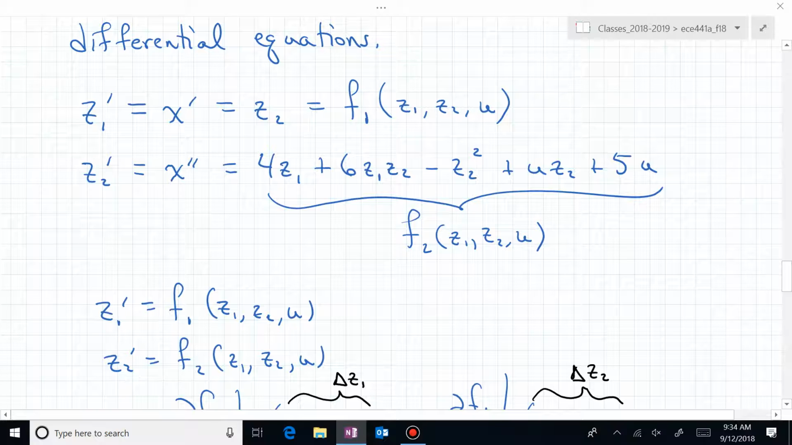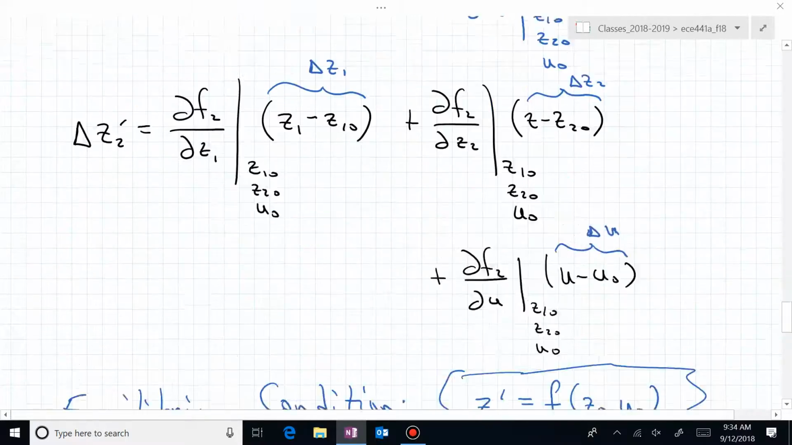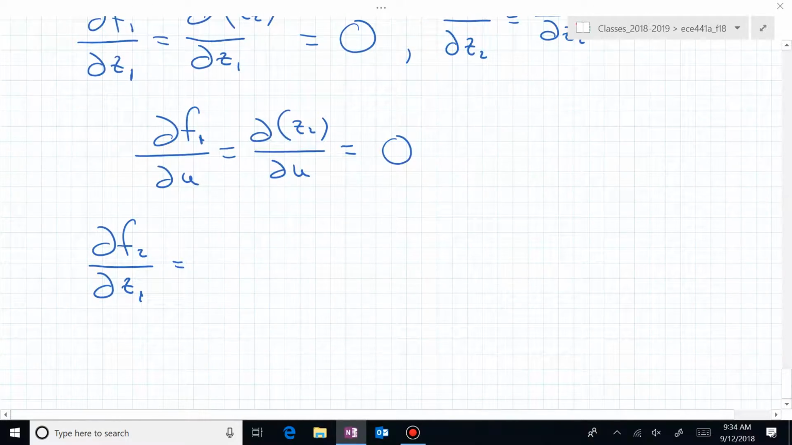If you differentiate f sub 2 with respect to z1, the partial derivative, now you're looking at all of these terms that have a z1, and for z1, differentiated with respect to z1. Is that 13? No, it's 4, isn't it? So it's 4. Do we have anything else? A 6 z sub 2. Is it clear where that came from?